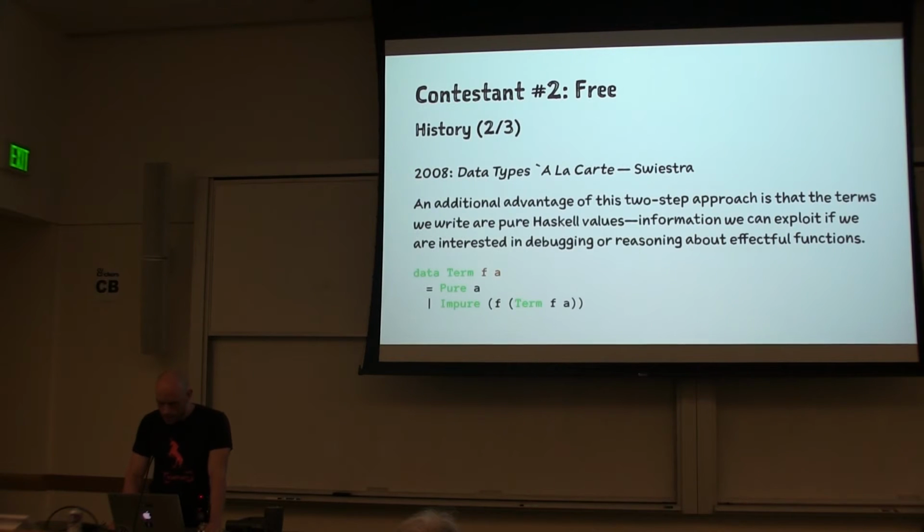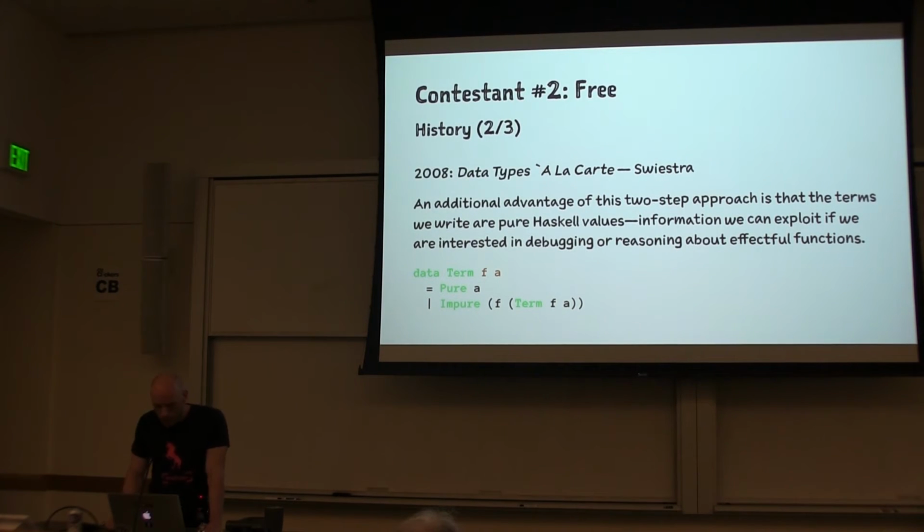And fast forward just a few years to 2008, or one year to 2008, and in this famous paper, Data Types a la Carte, which introduces a ton of really cool ideas, we see a representation of free that we can identify. It looks exactly like the modern day incarnation, at least in languages like Haskell.